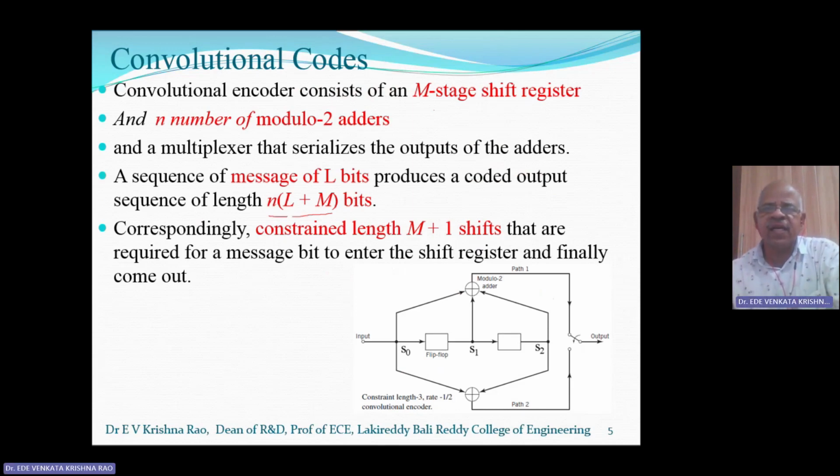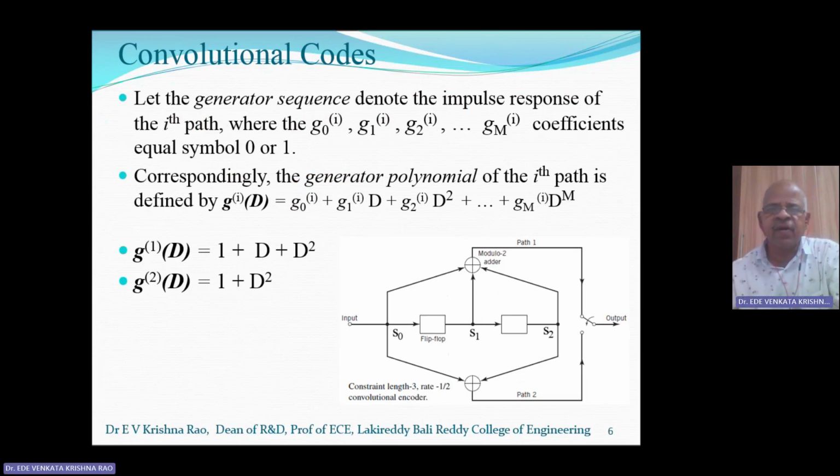The constraint length can be taken as m plus 1 shifts. In this same example, we take the generator polynomial to be g of D. For the ith path, there are a number of paths; here two paths are taken, path 1 and path 2. In g_i of D, D is the power for every shift: D square, D cube, D power m. For every one shift, the power of D is considered in this polynomial. Here, for the two paths, g1 of D and g2 of D.